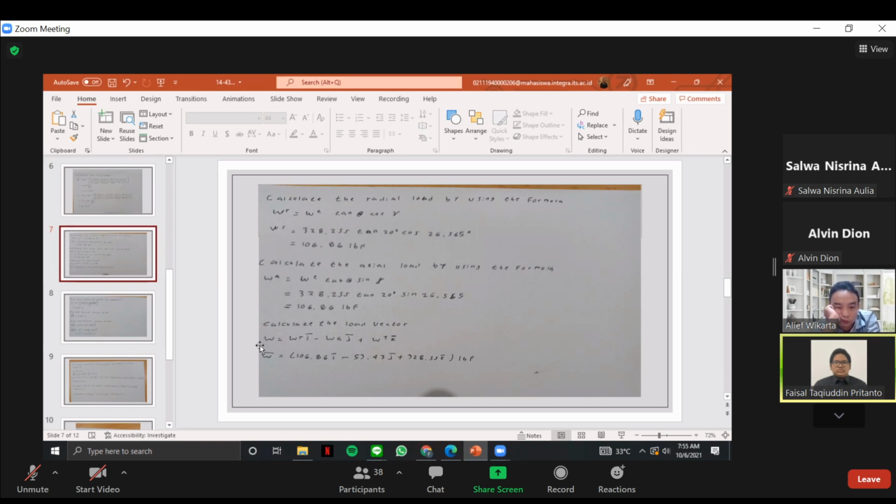Sorry. And then we calculate the load vector with W equal W_R i minus W_A j plus W_t k. So here, Mas Faisal, the result for W_R and W_A is the same, yes? W_R and W_A.